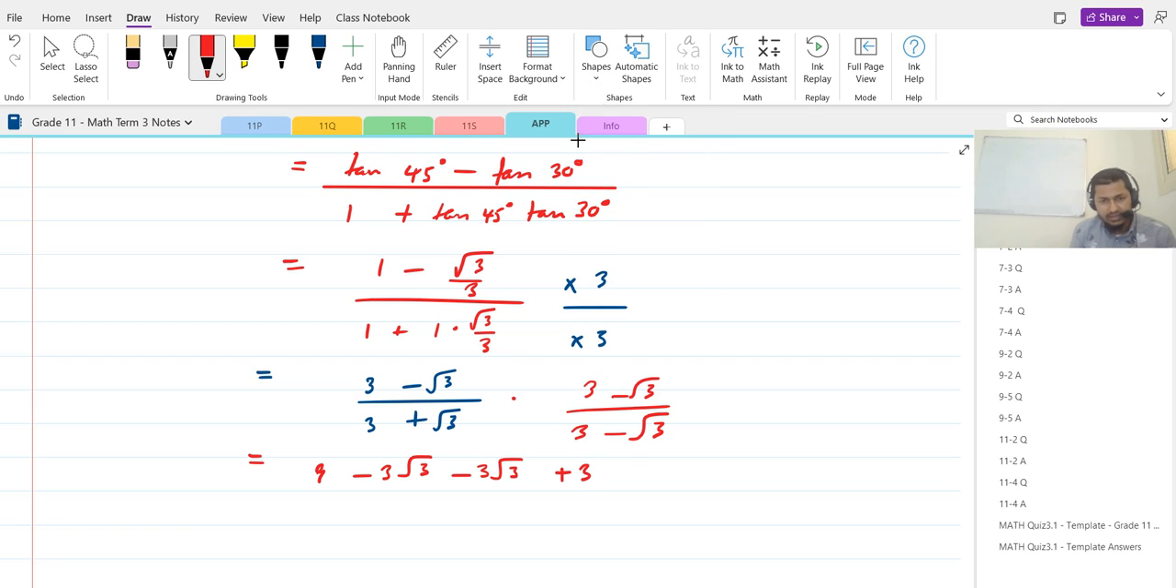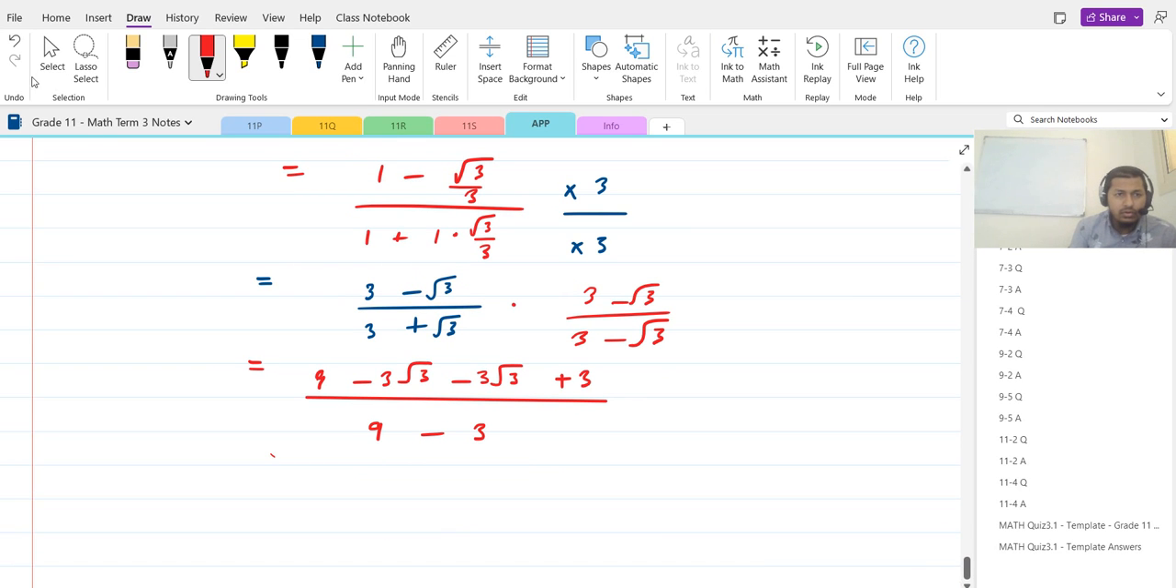Negative root 3 times negative root 3, alright? Product of the last two. If you do this, it's just 9, because 3 times 3 is 9. 3 squared minus a squared minus b squared minus 3. Now we simplify. 9 plus 3 is 12 minus 6 root 3, divided by 6.